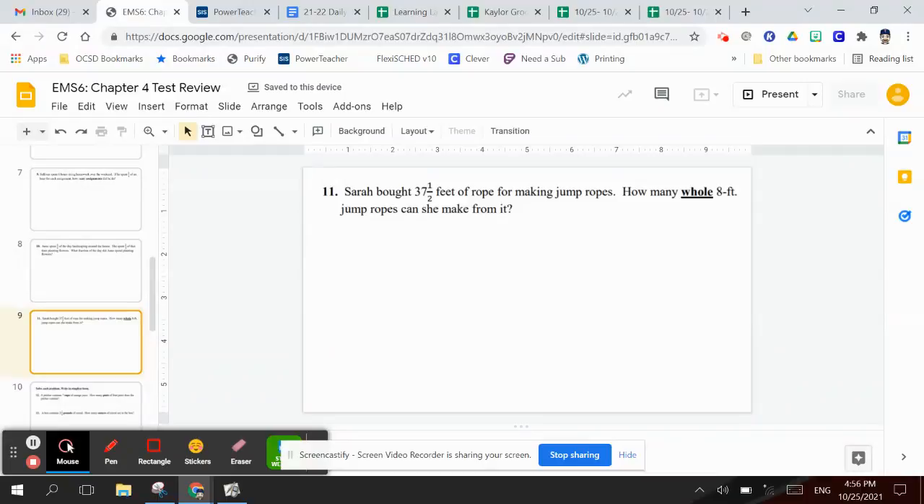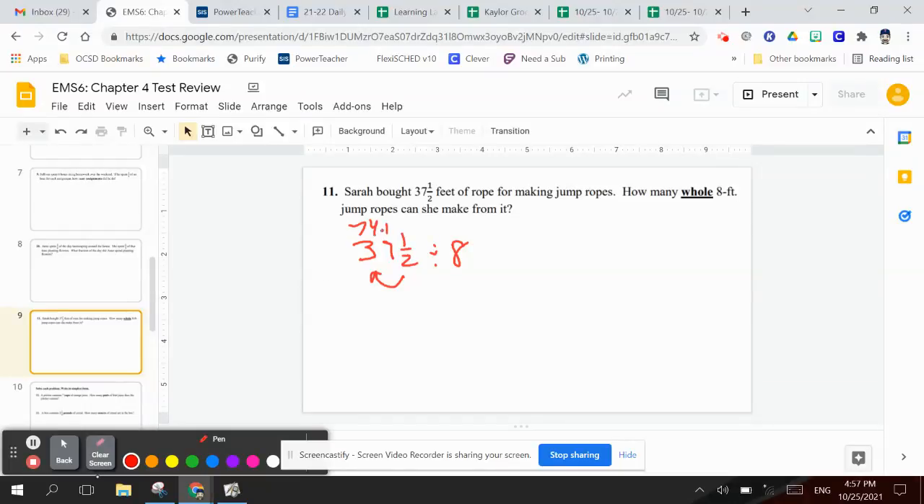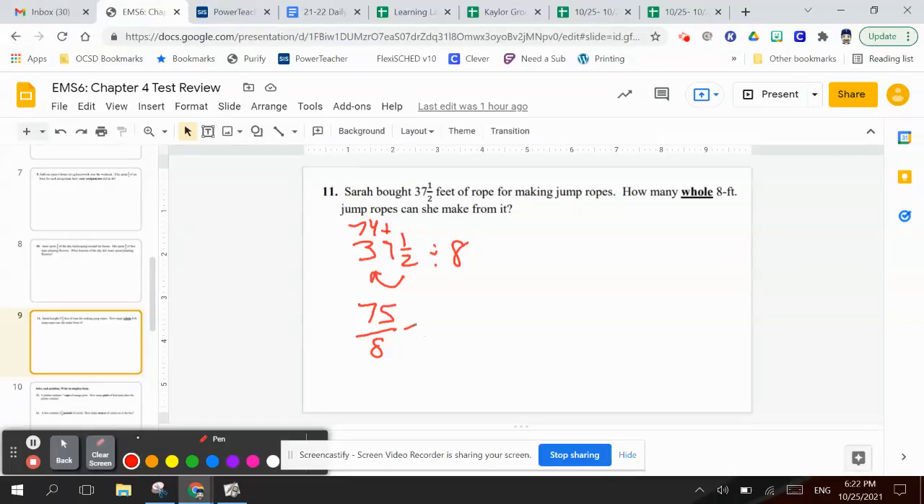Number 11, Sarah bought 37.5 feet of rope for making jump ropes. How many whole 8-foot pieces of jump rope could she make from it? So I have to divide that. 37.5, I divide that by 8-foot pieces. So I take 2 times 37, which would be 74. Plus 1 is 75 over 2. Then we divide that by 8 over 1.